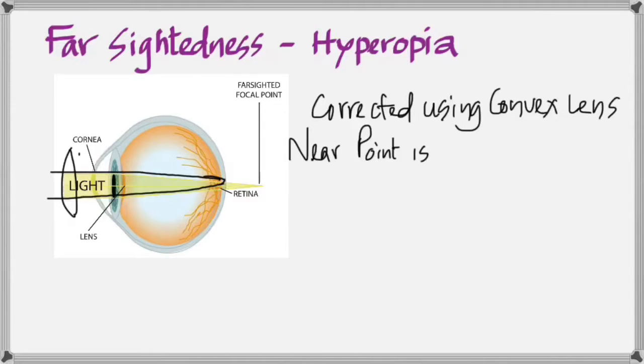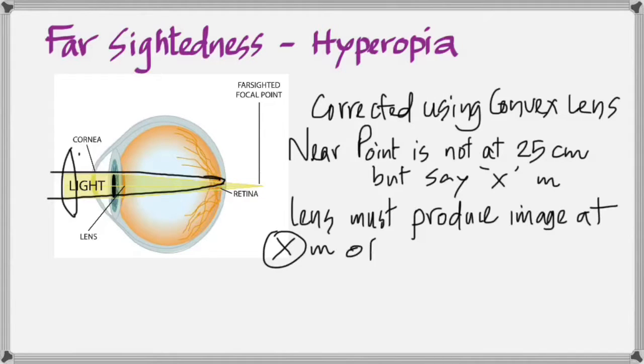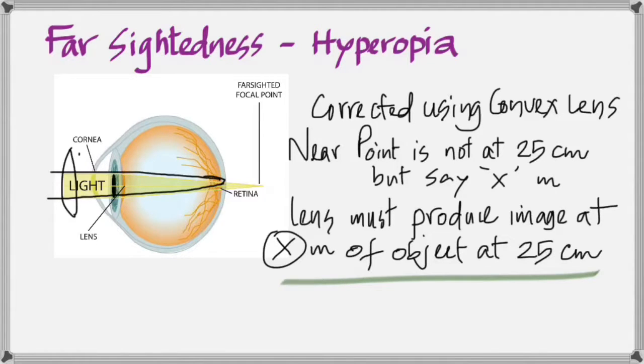I hope so. So DO should be 25 and DI should be X. X could be 1 meter or 2 meter, 10 meter, whatever. So that's how correction is done. So the near point is not at 25 centimeter, but say X meters. So the lens, I should have said convex lens. You can write convex lens must produce image at X meters of an object at 25 centimeter. You already got a few points if you understood this. There's certainly one question on exam 4 on correction, either nearsightedness or farsightedness.